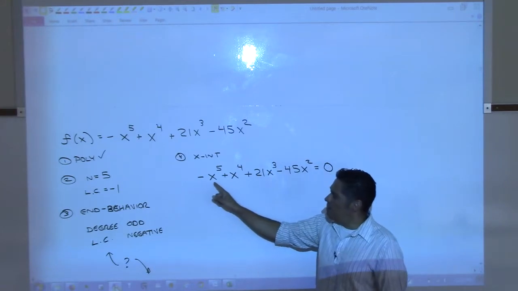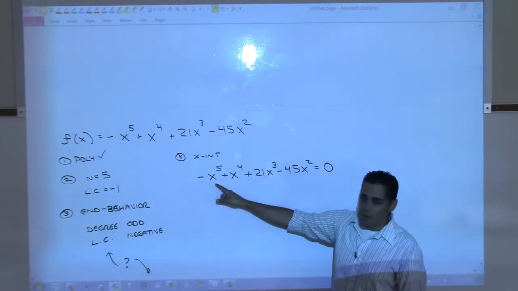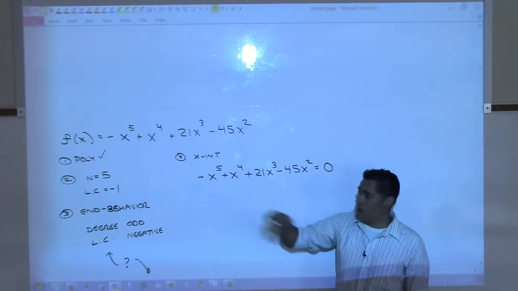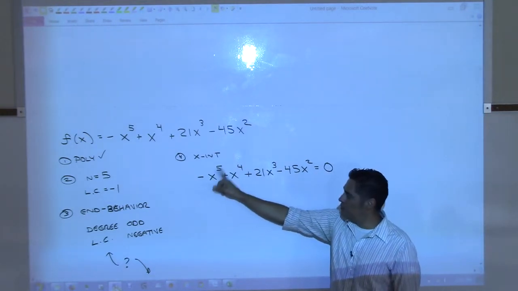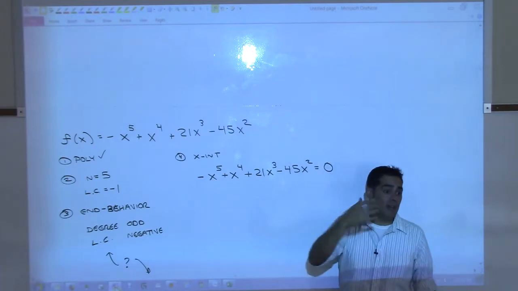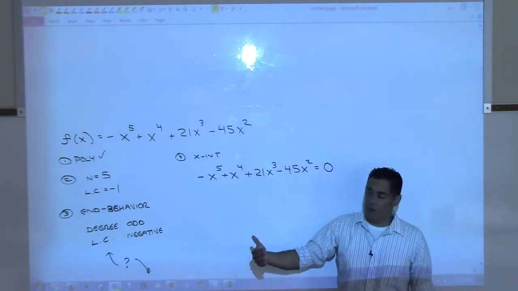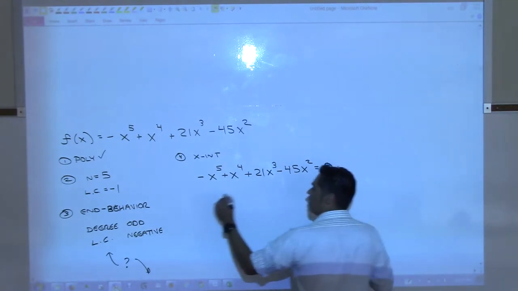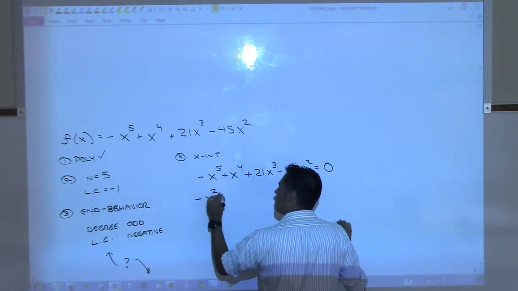All right. Now, this is the first time we've ever had a negative out front like this. My recommendation when you have a negative in front of your leading, like your first term here, is to not pull an x squared, but pull a negative x squared. Okay. And that will help you to deal with the rest of it. So I'm going to pull a negative x squared out.